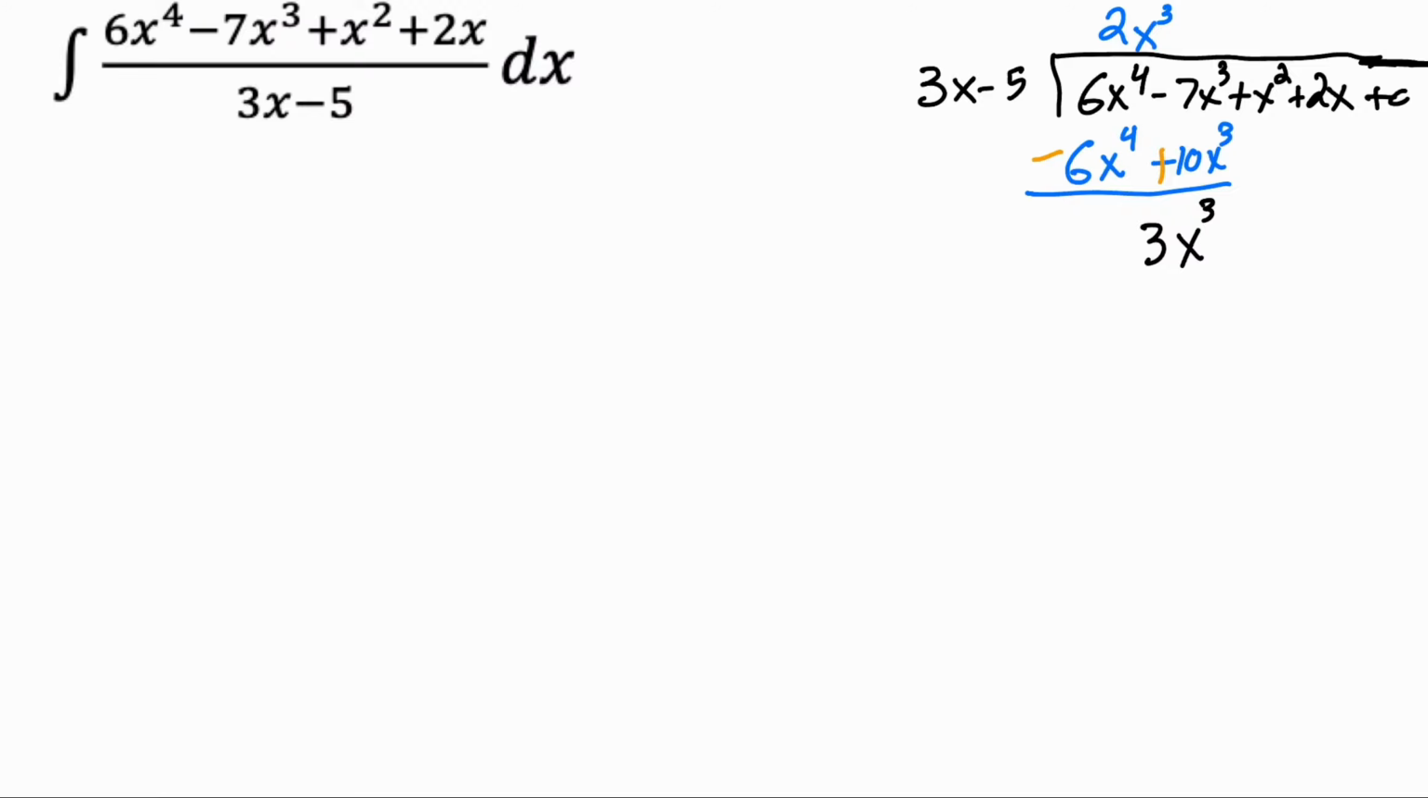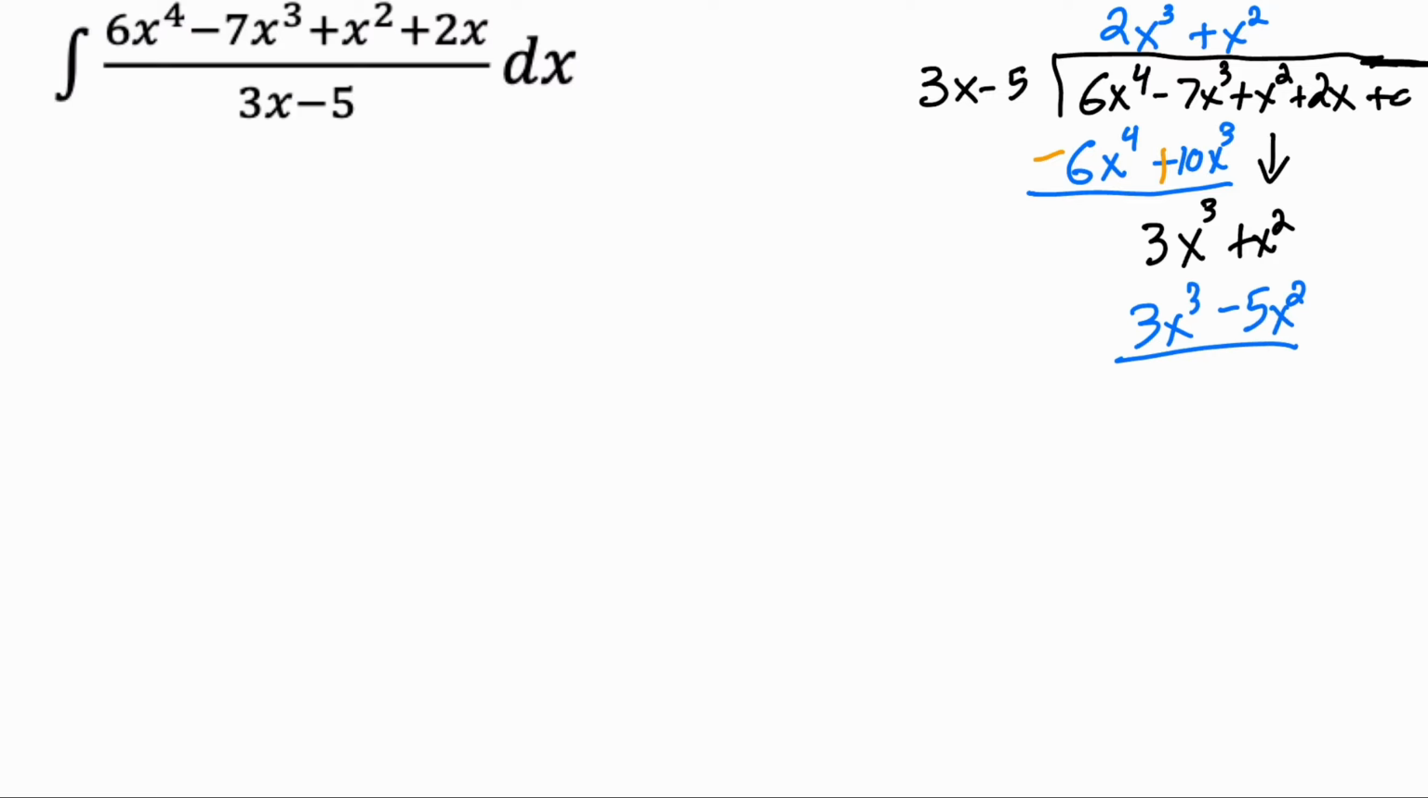Then I need to multiply something by to get that 3x cubed. I also need to bring this x squared down. So the next thing we can multiply, what times 3x gets us 3x cubed, but x squared. So we're going to multiply both pieces by positive x squared. So positive x squared times 3x is 3x cubed. Positive x squared times negative 5 is negative 5x squared.